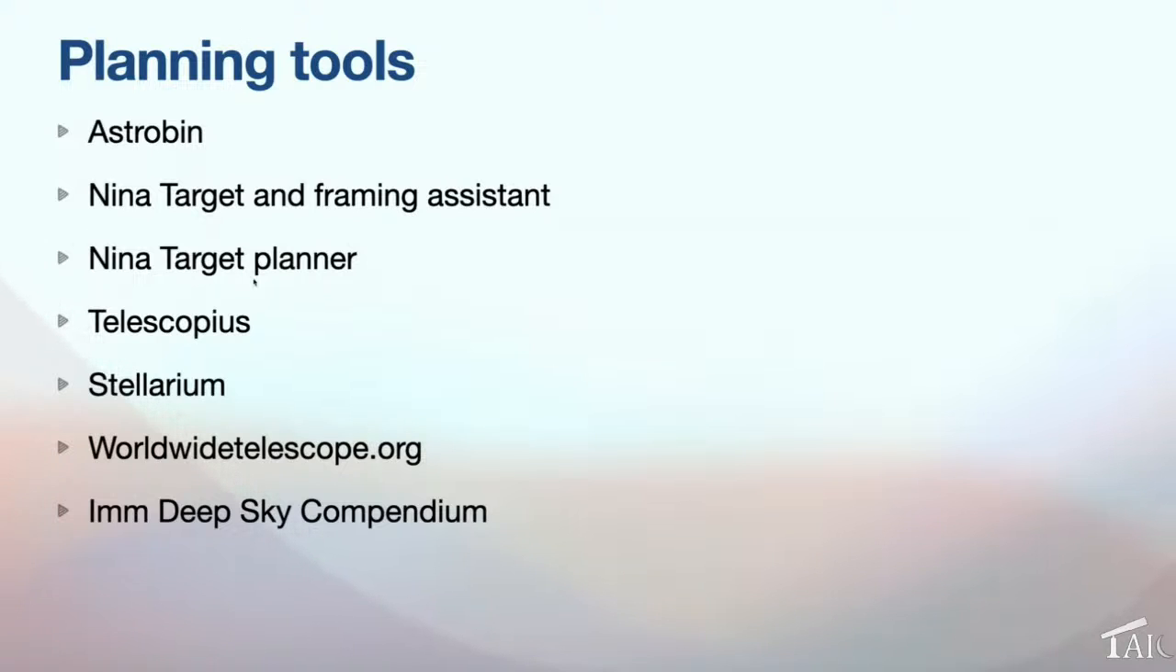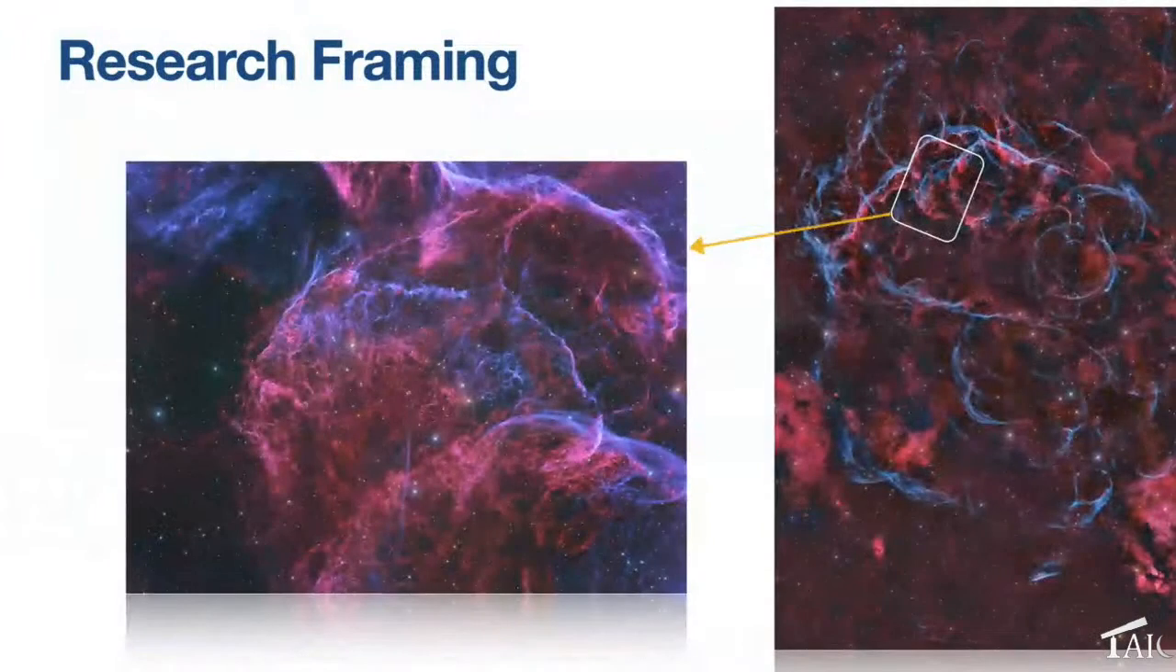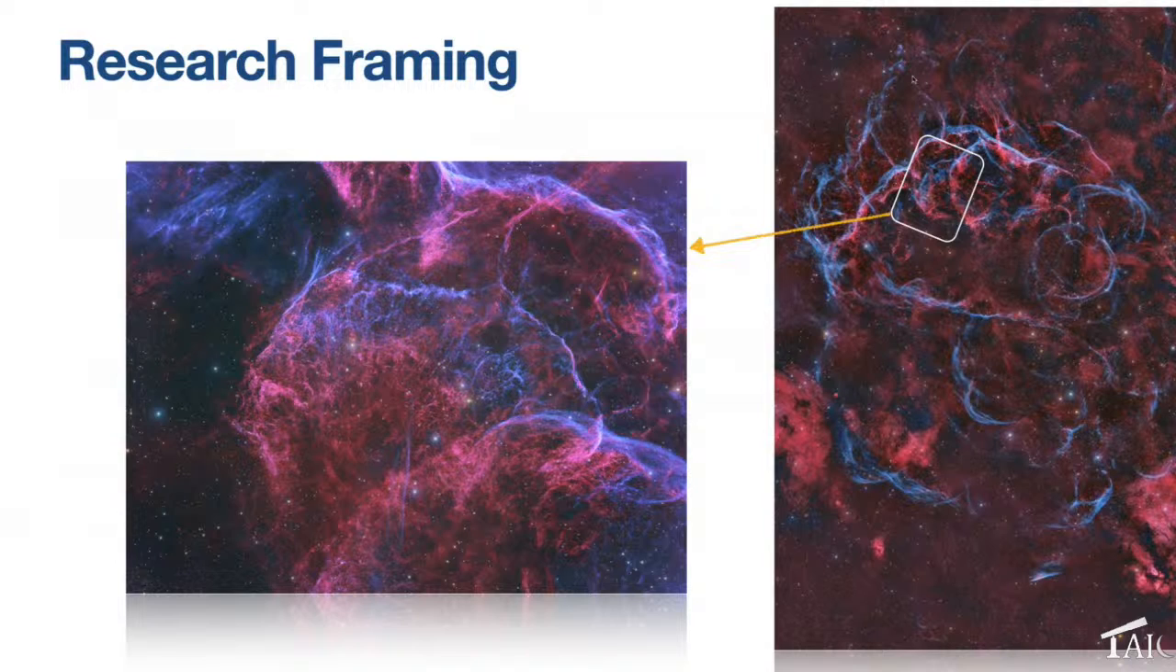Sometimes I use some of these other tools like everybody else. I think Telescopius, Stellarium, and worldwidetelescope.org is a pretty good one, as you can overlay some all-sky surveys, which is pretty good. And the HNSKY Deep Sky Compendium is also a great tool for planning. But really, these two are mostly what I use. Often, like I said, I will do a big wide-field mosaic or a shot with a camera lens, and then I bring that in and try to play around with framing.